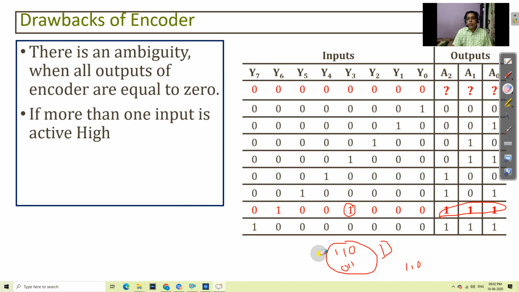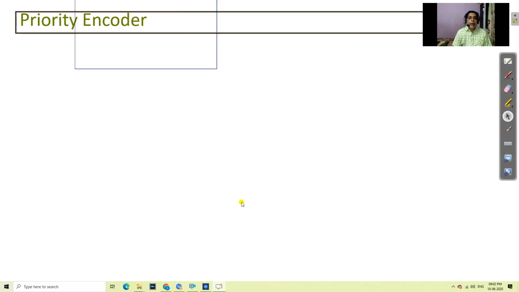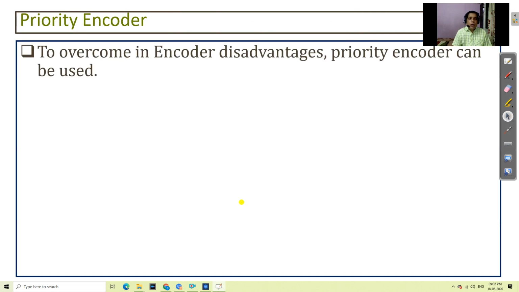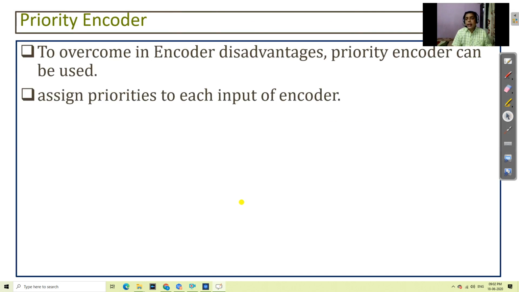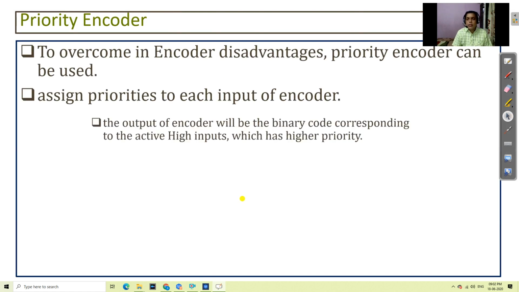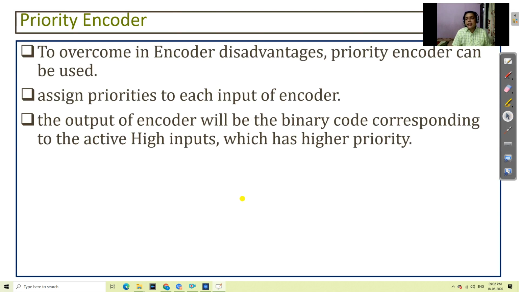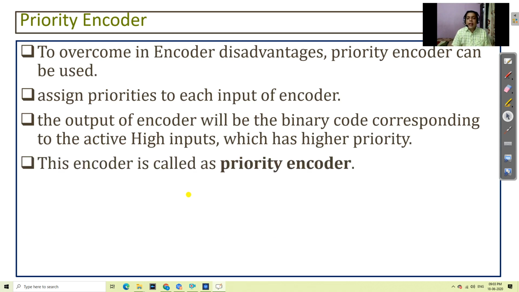So how to overcome this drawback? To overcome this drawback, we have to design the priority encoder. So let us understand what the priority encoder is. To overcome the encoder disadvantage, the priority encoder can be used. It assigns priorities to each input of the encoder. One more output line is required, that is a priority output line. The output of the encoder will be the binary code corresponding to the active high input which is of highest priority. It will ignore the other lower bits and consider only the higher priority bit. Hence it is called a priority encoder.